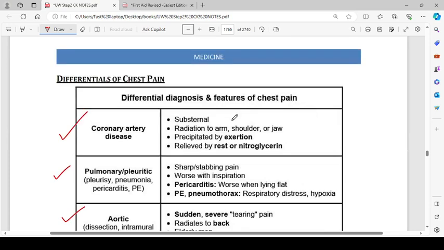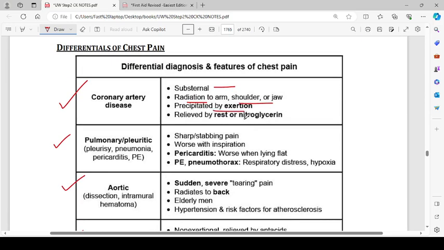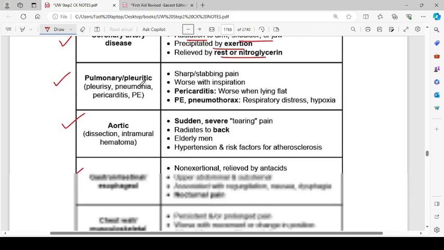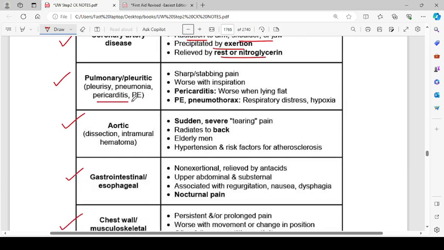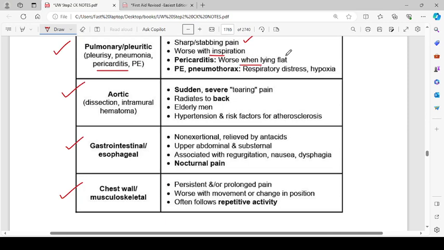The pain will be substernal, with radiation to the arm, shoulder, or jaw, precipitated by exertion and relieved by rest or nitroglycerin. Pulmonary pleuritic chest pain, that is pleurisy, pneumonia, pericarditis, or pleural effusion: sharp stabbing pain, worse with inspiration. Pericarditis is worse when lying flat. And pulmonary embolism and pneumothorax will cause respiratory distress and hypoxia.